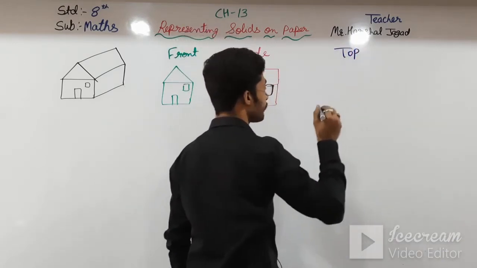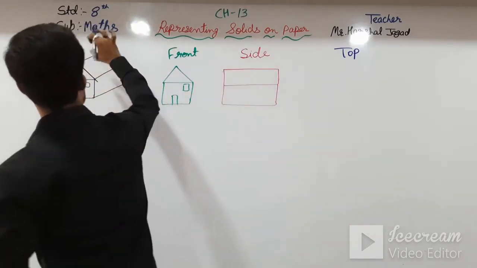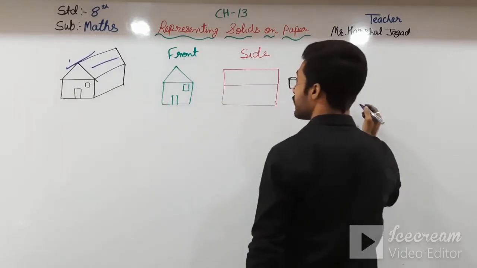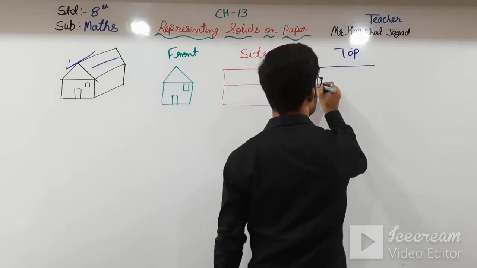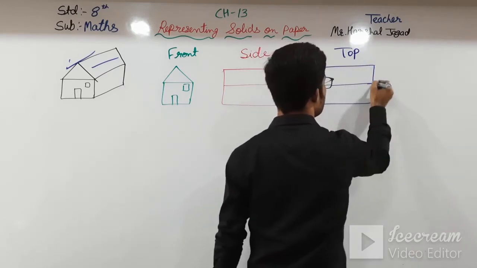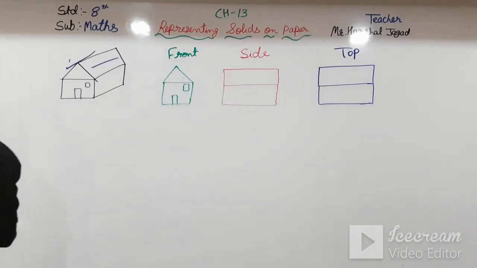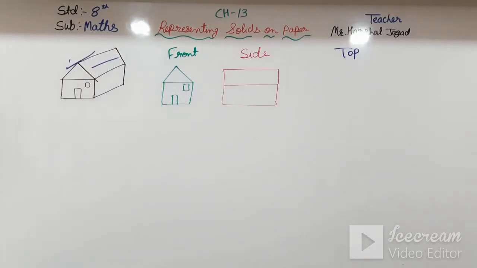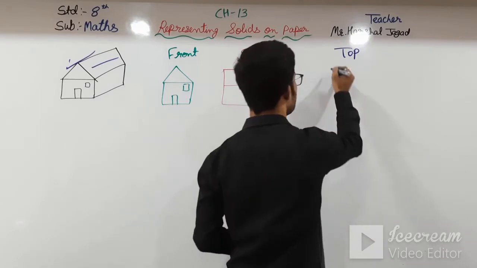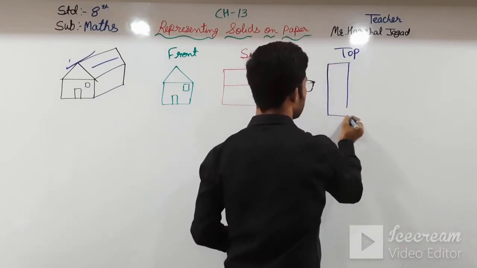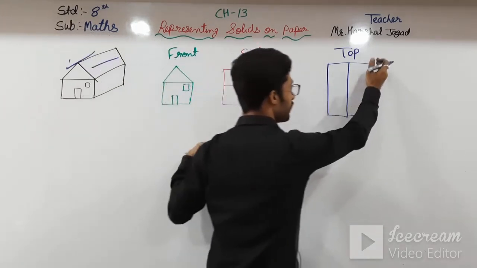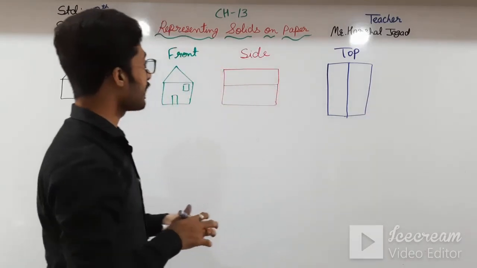So the top view, that is, we can see these two sides, this and other side, this we can see from the top. So that can be drawn like this. Let me see in the book, it is like this only, na? Oh, sorry, top view is there. So we have to draw like this. So this is the top view. We can see this as top. Okay, students, here the line is, I think, not proper.